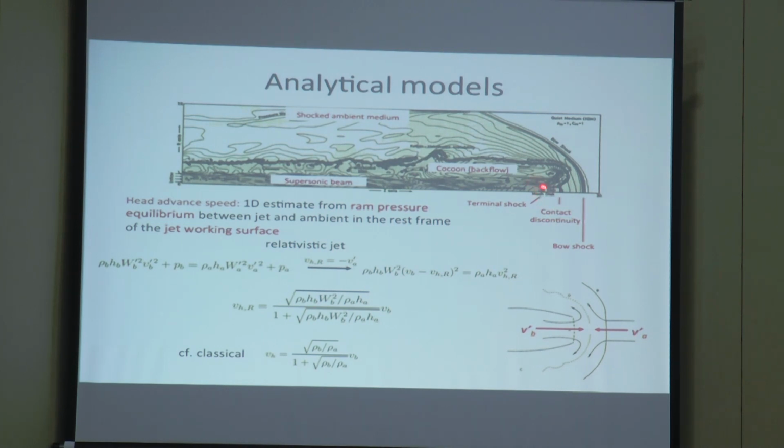So the jet particles that have crossed this terminal shock have nowhere to go but to fill this region here. That's a cocoon, the backflow, right? It's called backflow because it's moving backwards with respect to the jet.